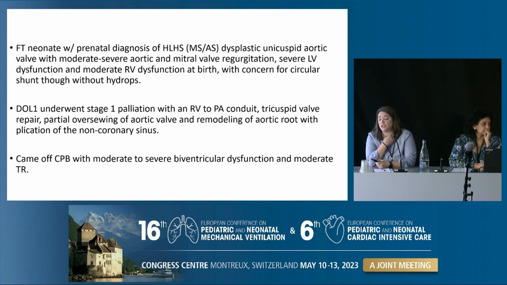Severe LV dysfunction and moderate RV dysfunction at birth, and initially had concerns for a circular shunt, but was born without high drops. So on day of life 1, underwent a stage 1 palliation with an RV to PA conduit, tricuspid valve repair, a partial oversewing of the aortic valve, and remodeling of the aortic root with plication of the non-coronary sinus. Came off bypass with moderate to severe biventricular dysfunction and moderate TR.